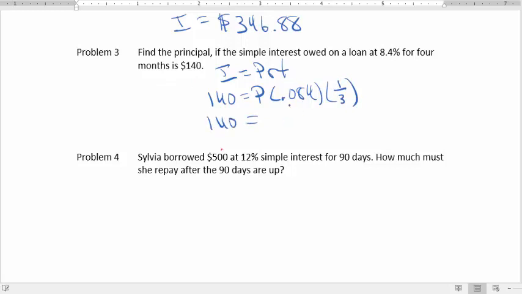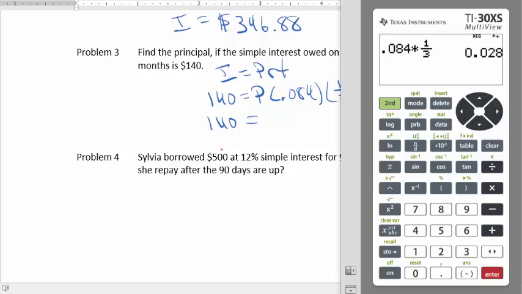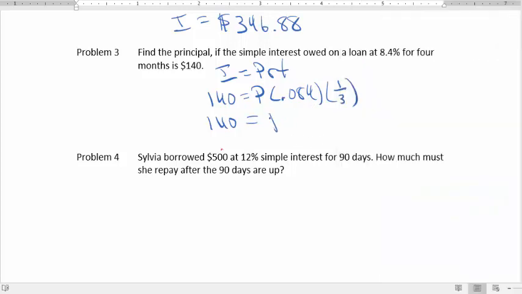So in this one, you're going to want to multiply 0.084 and 1/3 on the calculator. That'll give you 0.028. So it's going to be P times 0.028. And then to get rid of that 0.028, we'll divide by it. So we'll divide by 0.028. Do that on the calculator. And that gives us 5,000 exactly. So the principal, in this case, the loan amount was $5,000. So those are pretty straightforward.